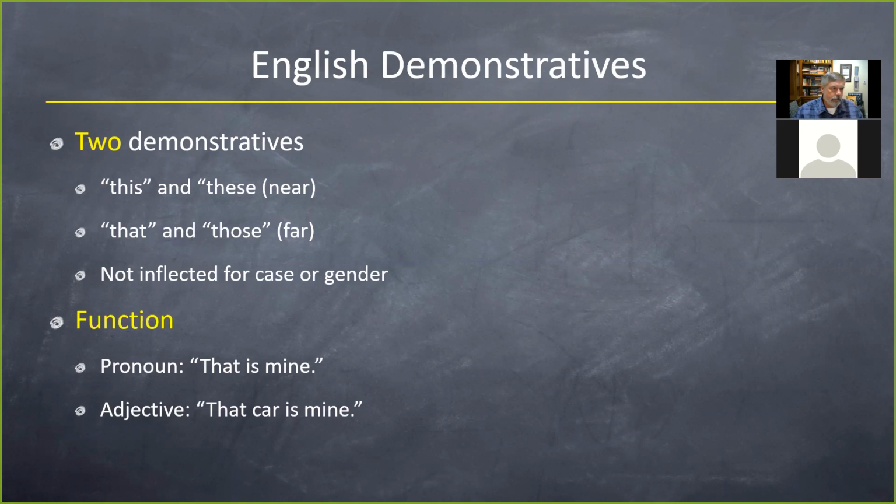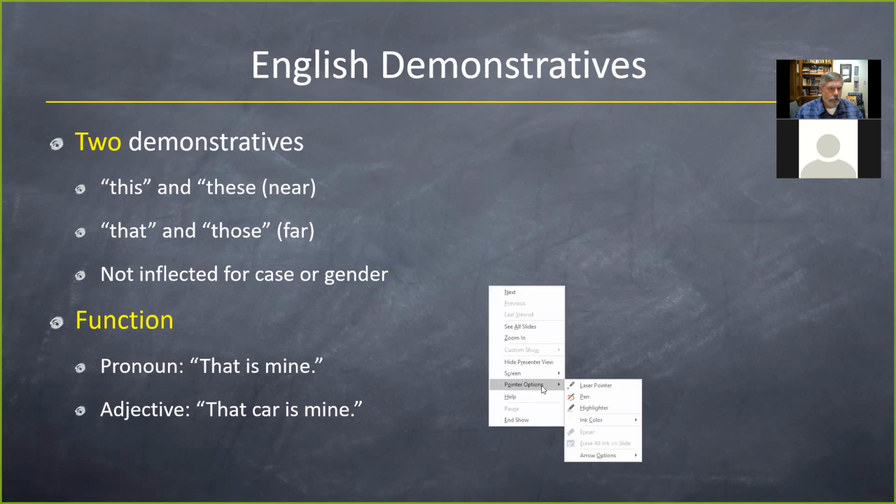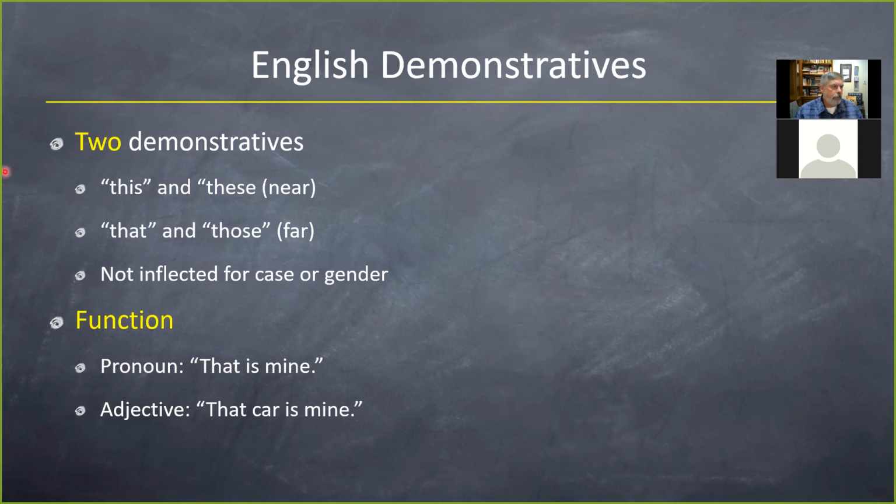By way of review, we looked at two demonstratives. This and these are what's referred to as the near demonstratives. That and those are referred to as far. Of course, this is from English, and in English there's no inflection for case or gender. So something that is this or these is near you, singular and plural, and that or those are further away, relatively speaking.